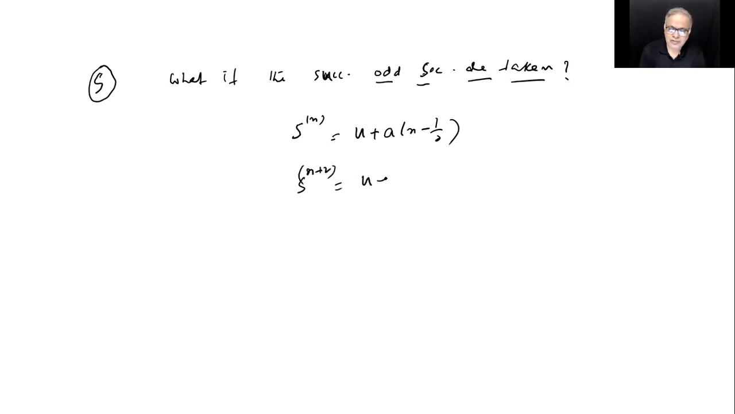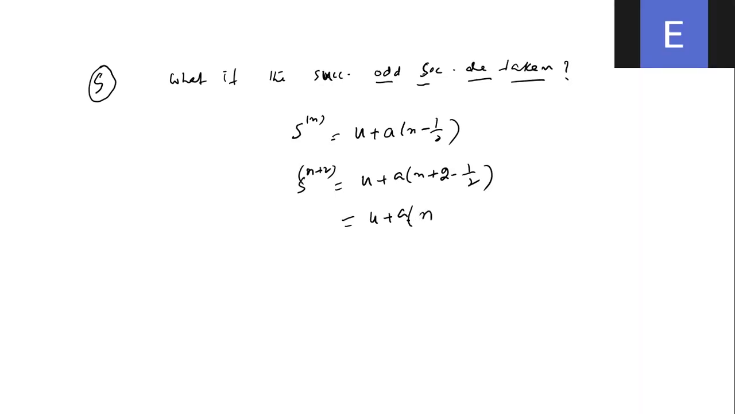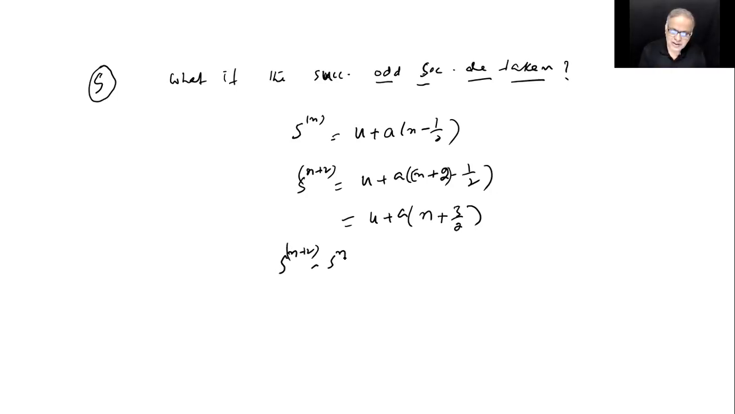That will be u plus a into n plus 2 minus half. So this will be u plus a into n plus 3 by 2, right? So S n plus 2 minus S n should be equal to u plus an plus 3a by 2, minus u minus an plus a by 2. Is it okay? So how much is this? 2A.